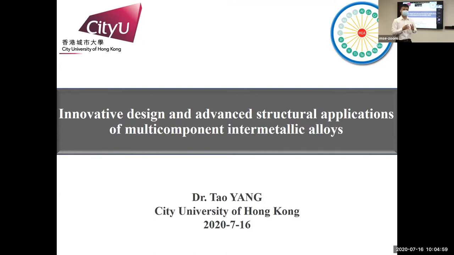The high entropy alloy is also called multi-component alloy, complex concentrated alloy, and chemically concentrated alloy. These are different names, but high entropy alloy is the well-accepted name for this kind of newly emerging material.